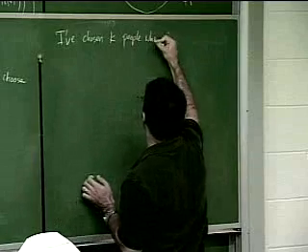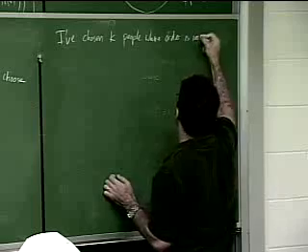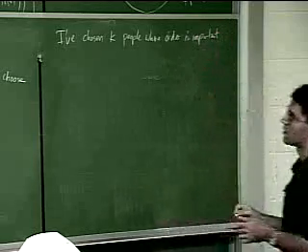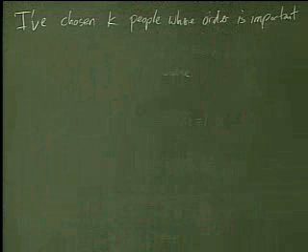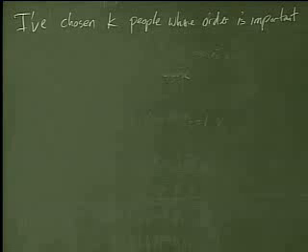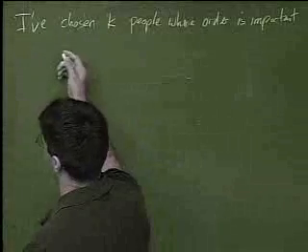K people where the order is important. Okay? How many groupings are going to contain the same k people? K factorial. Yeah.